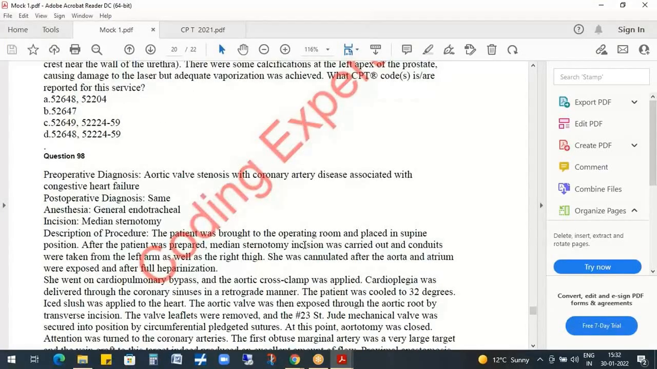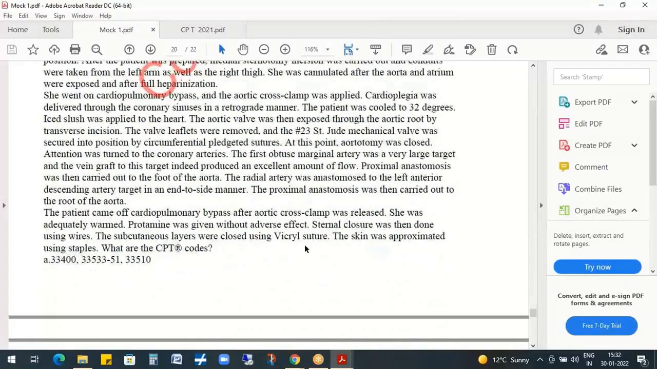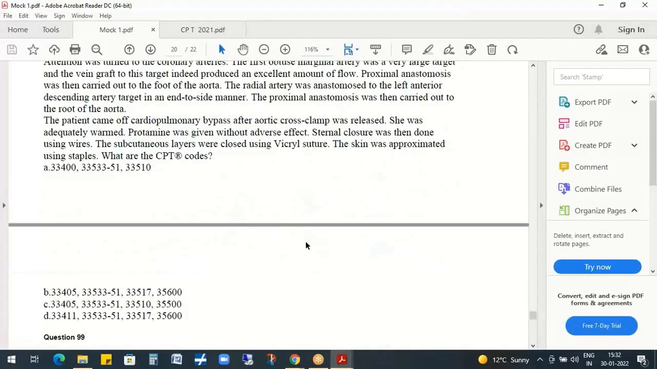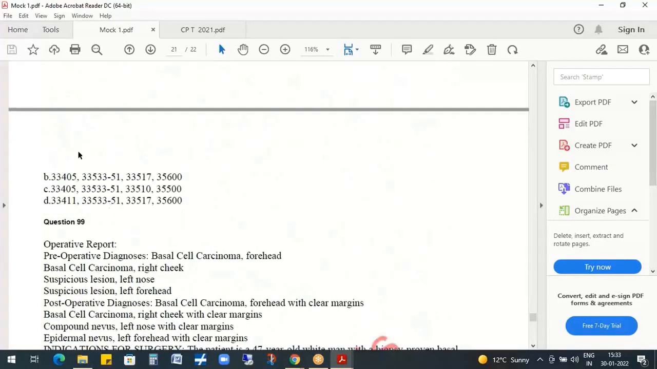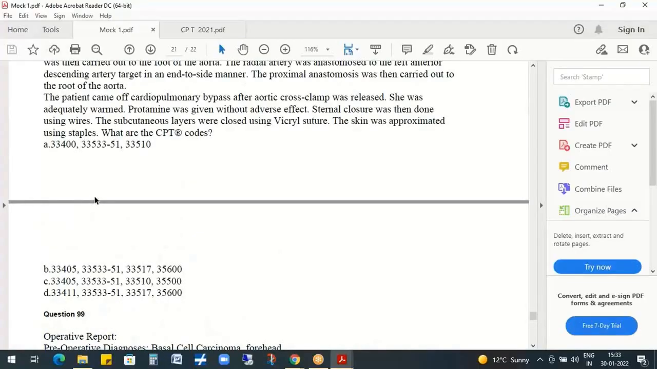Okay, then question number 98. Now listen, this type of question, how can we code? Try to read the code descriptions first, everyone. Don't read the question first. Try to read the code descriptions. What are the code descriptions? 33400, 405, 411. Try to read the code description. Only one code fits. Then read the question. The procedure performed, they will clearly document here, medial sternotomy, like that. Then you can match it with the code description and find the answer easily. Understood what I am saying?